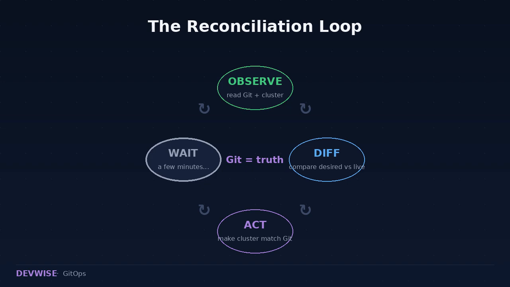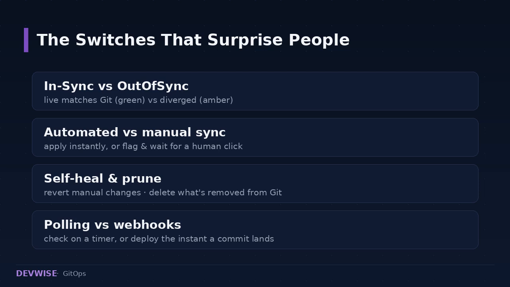2 more controls worth knowing, because they're where teams get surprised. Self-heal, when enabled, is what reverts manual changes. Turn it off, and drift is detected but not corrected, which is sometimes what you want during an incident. And pruning: when you delete something from Git, does the agent delete it from the cluster? Only if you've enabled pruning, otherwise, resources removed from Git linger.